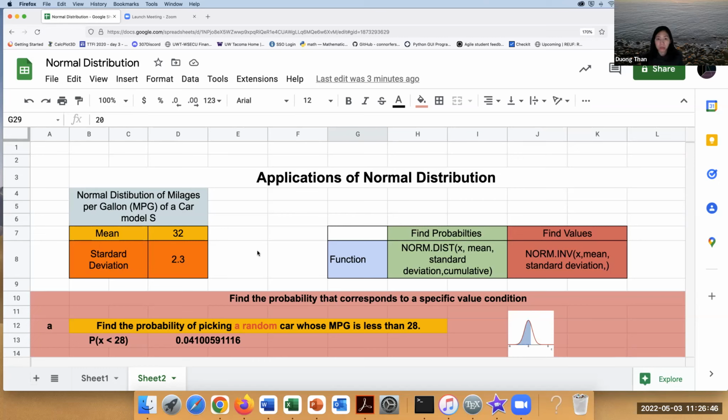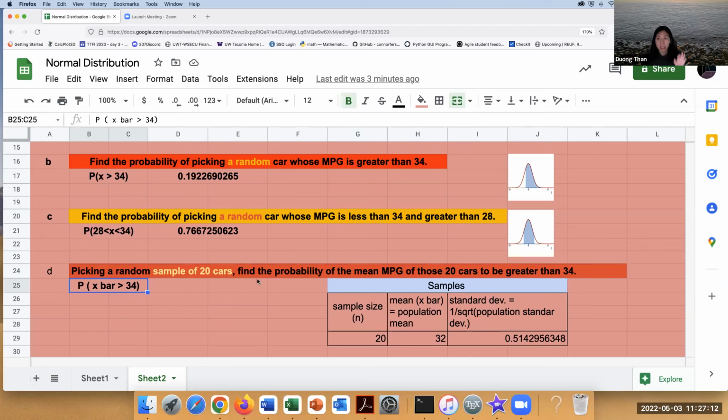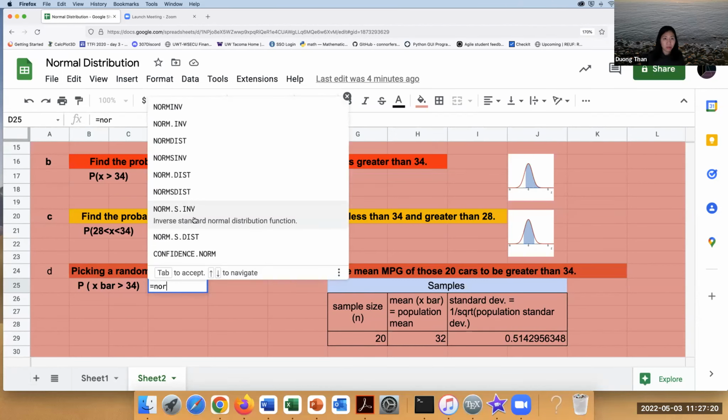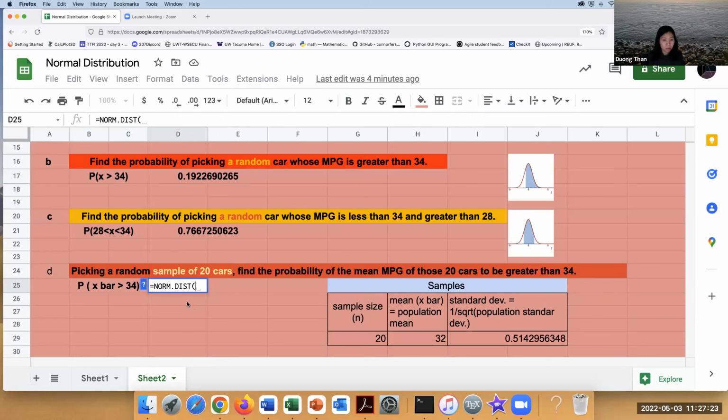Take samples of 20 cars, find the mean of the miles per gallon of those 20 cars, and figure out the probability that the mean of the sample will be greater than 34. I use X bar as the mean of the sample instead of X. So we use the normal distribution with the value of interest 34, the mean 32, and the standard deviation now has to be the new standard deviation for the sample mean. And cumulative is true.